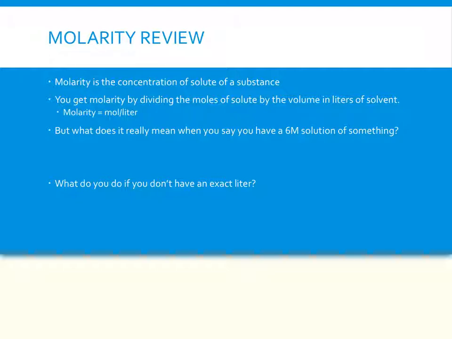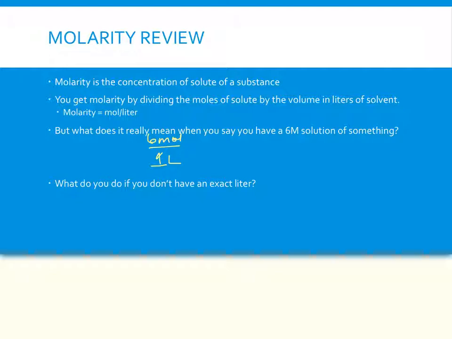You get your molarity by dividing the moles per liter, but something I want to make sure we're clear about is what does it actually mean when you say you have a 6 molar solution of something? What that really means is for every 1 liter, you have 6 moles of the substance, because 6 moles divided by 1 liter would give you 6 molarity. Okay? If you have a 2 molar solution, it would be 2 moles per liter. If you had a 4.5 molar solution, it would be 4.5 moles per 1 liter of solution. Okay? That's an important distinction to make here.